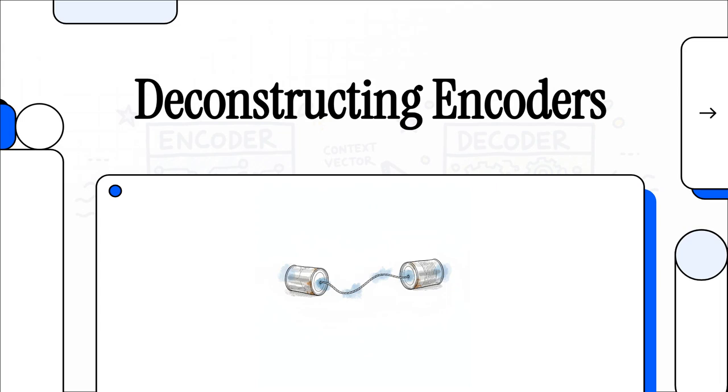Hey everyone, and welcome. Today, we're going to break down one of the most elegant and, honestly, powerful ideas in modern AI, the encoder-decoder architecture. And it all kicks off by trying to solve a really fundamental problem for machines.